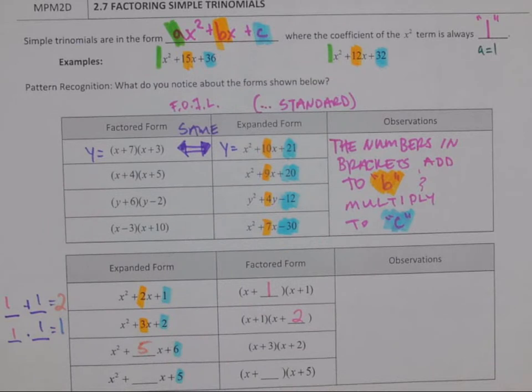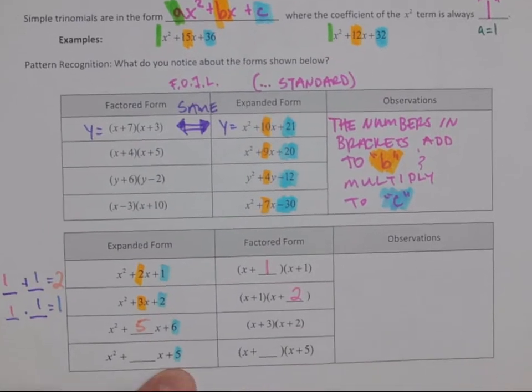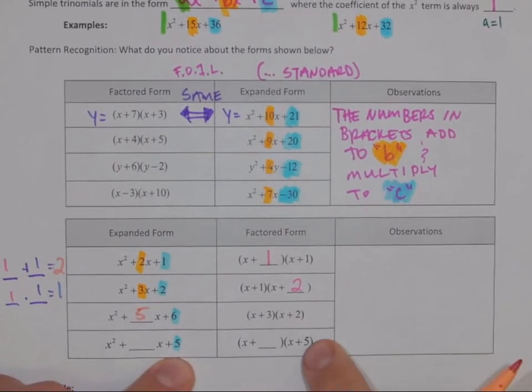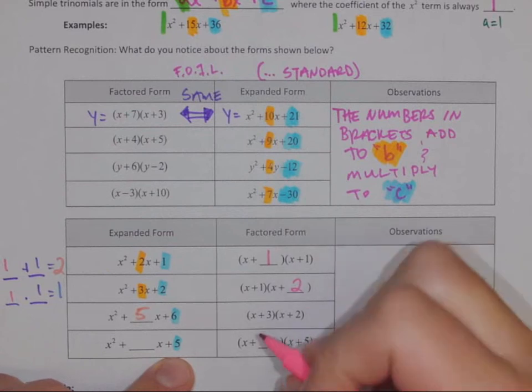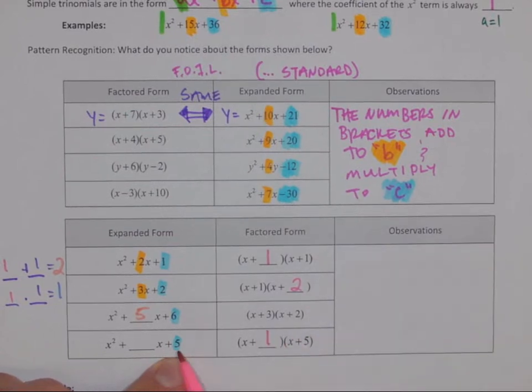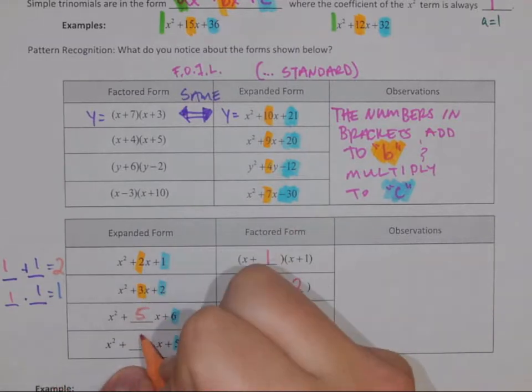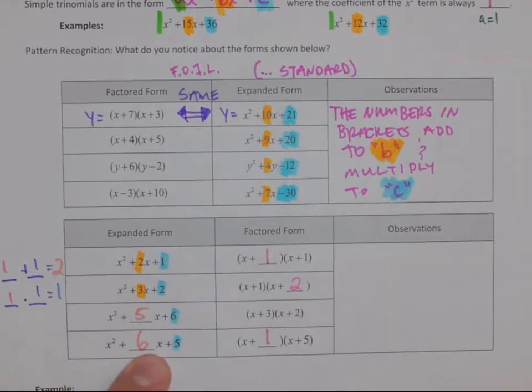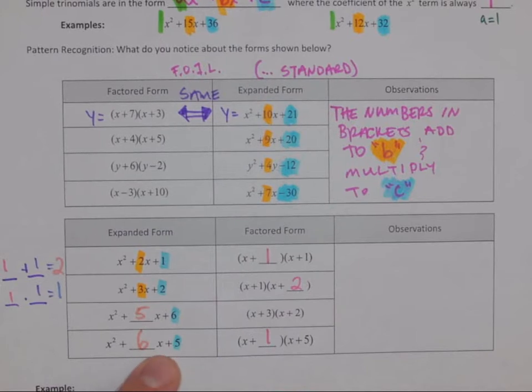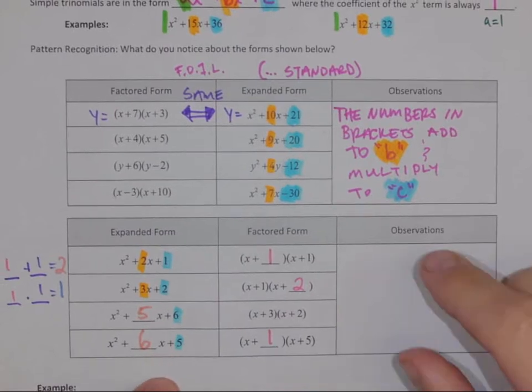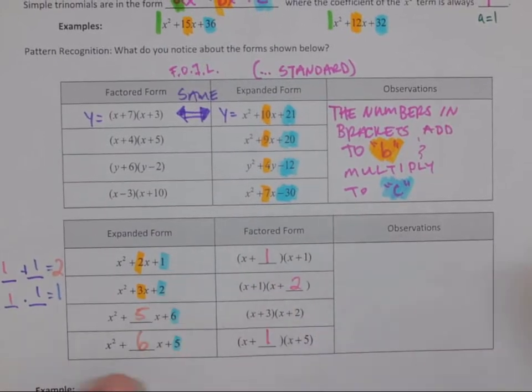Okay. Now, if we need two numbers that multiply to 5, and one of them is already 5, what times 5 equals 5? 1. 1 times 5 equals 5. 1 plus 5 equals 6. So the coefficient in the B spot, or the coefficient in front of x, would be 6. Okay? So again, maybe the reverse operation.